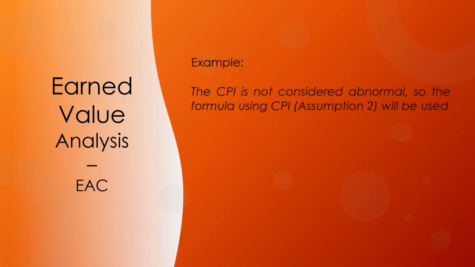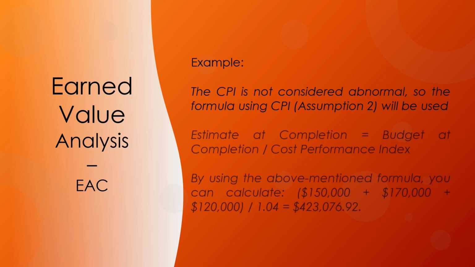In this example, the CPI is not considered abnormal, so the formula using CPI or assumption 2 will be in use. The formula that we might be interested in using in this particular example would be estimate at completion equals budget at completion divided by cost performance index. Calculating, we get the value of just over $423,000.